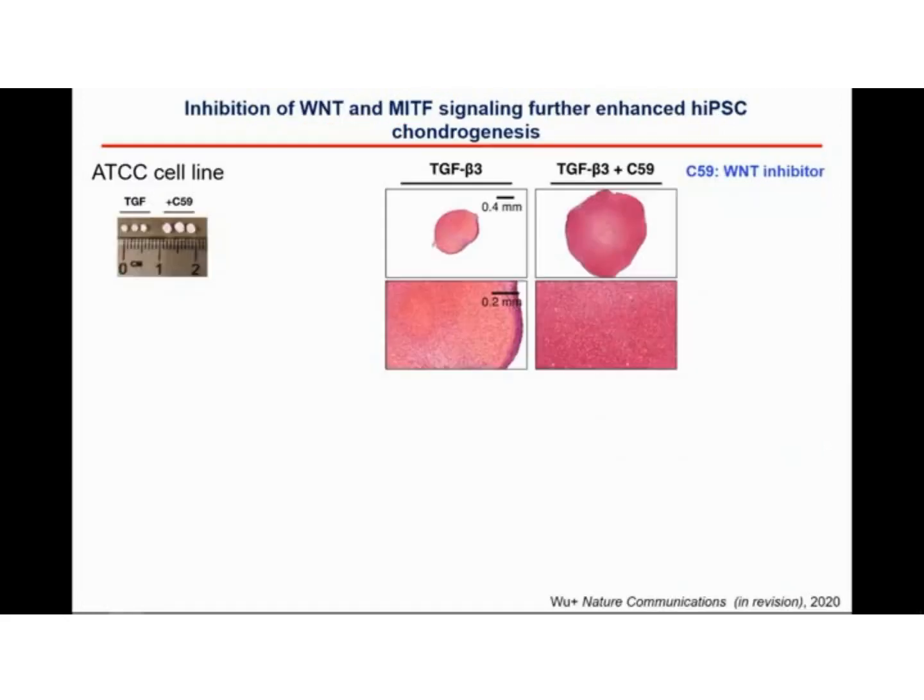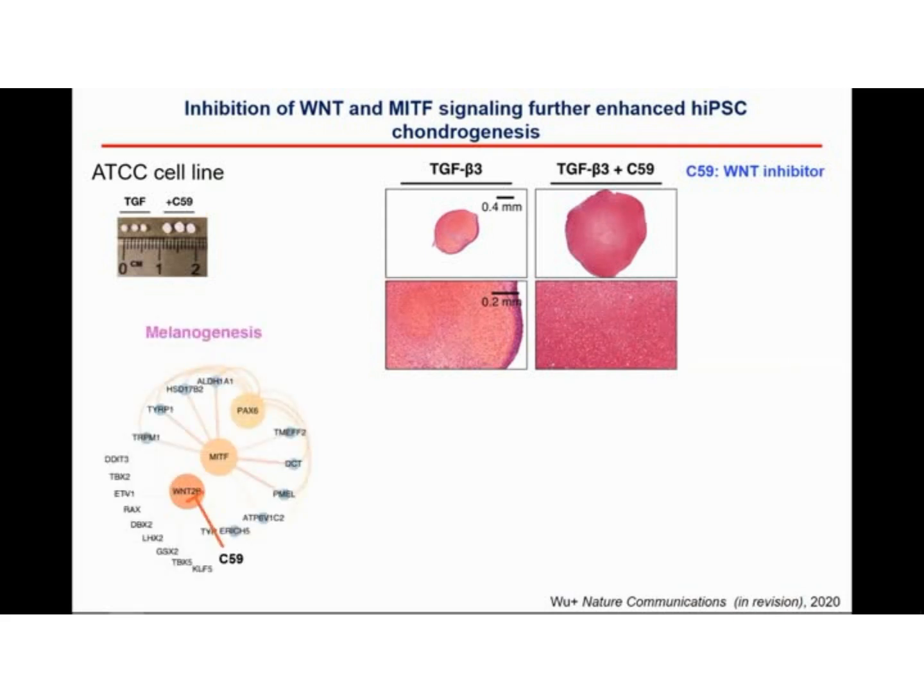targeting Wnt signaling? So we take one of our iPSC lines, and we treat our pellets with a Wnt inhibitor, which is C59. Now you can see pellets treated with a Wnt inhibitor produce a much larger cartilage matrix and with reduced off-target cells. And if you recall, instead of Wnt, we actually have another potential top gene from melanogenesis, that is MITF.